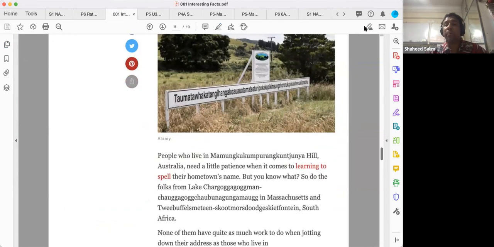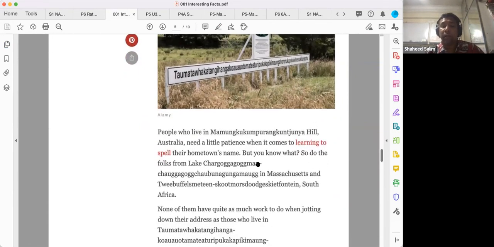Now this is not the only place with long names. If you are going to Australia, there's one place. My family members, some of them are in Australia. I didn't know there's such a thing as Mamungku Purang Kut Junior Hill. How are you going to tell a taxi driver this one? I want to go to this hill, very long name.